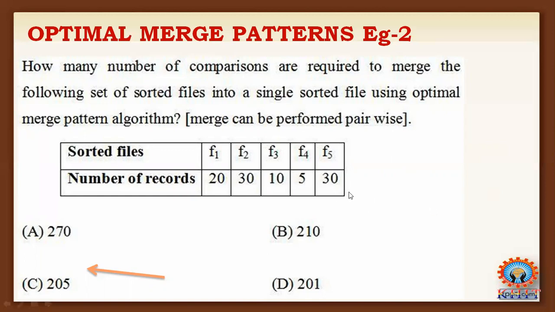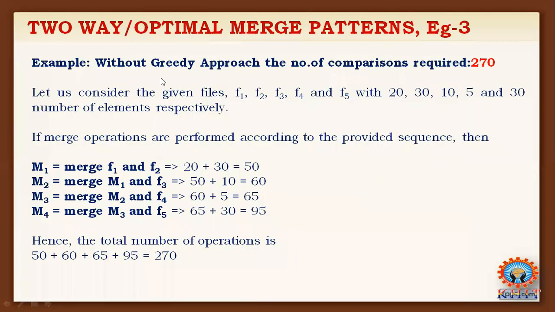The given problem can be solved by using the greedy strategy. In this case, the first step is to arrange all the files in ascending order of their file sizes. Now we will see how to solve the problem without greedy, with greedy, and by using a merge tree. There are three ways we will see this problem.